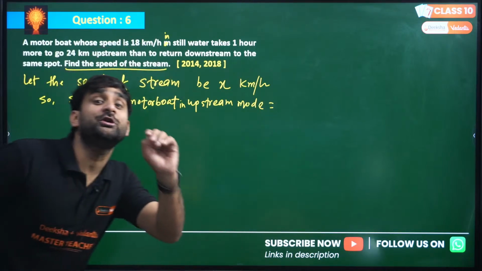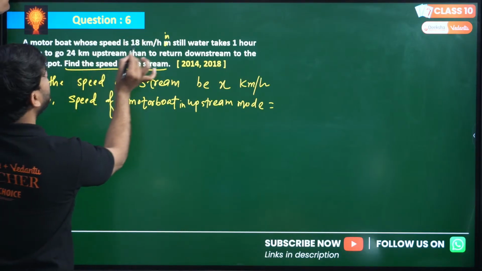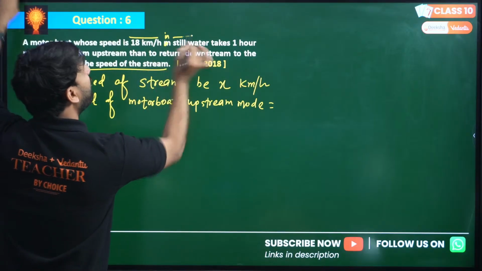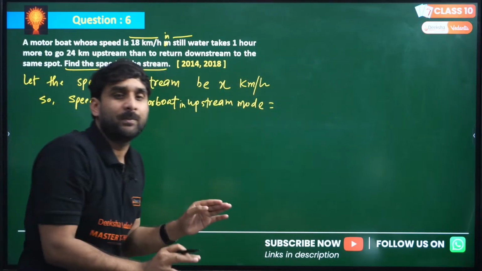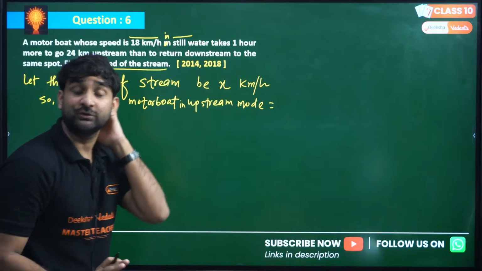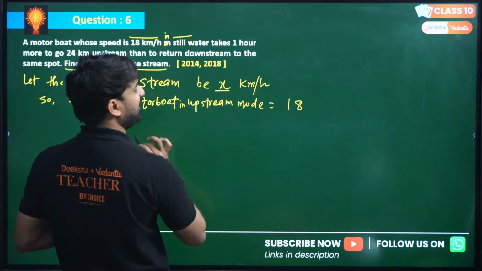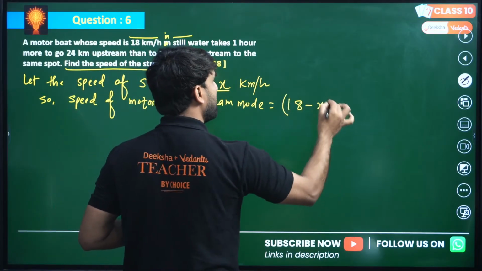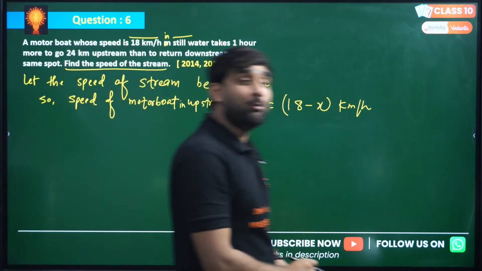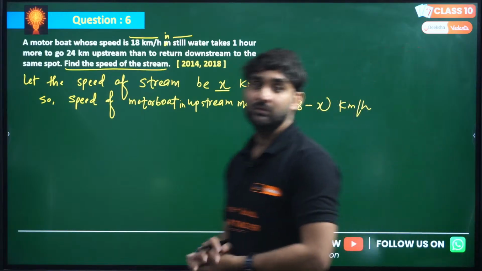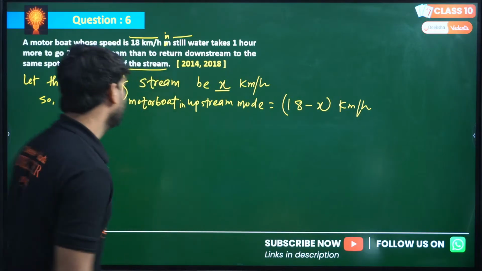Upstream means opposite to the stream of water. Now look, a motorboat goes at speed 18 km per hour in still water. So if the motorboat goes in upstream mode, opposite to the stream of water, the stream will oppose. So the speed will be 18 and the speed of stream is x, so this would be 18 minus x kilometer per hour. Please keep it in mind, because if you go in the opposite direction of the stream, the stream will oppose you, so the speed will decrease. That is the reason why I am writing here 18 minus x.